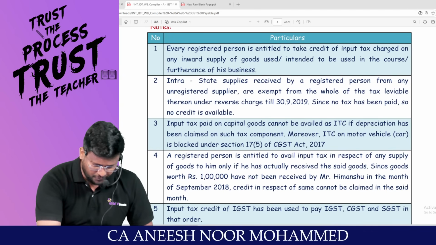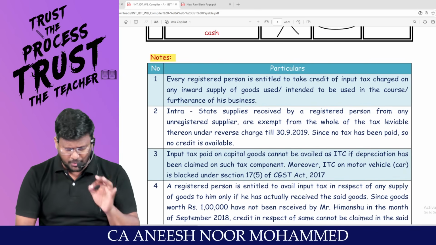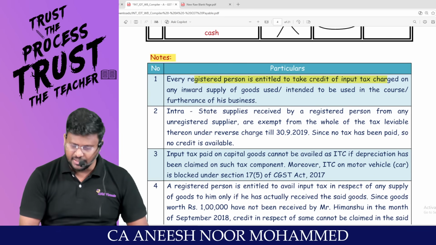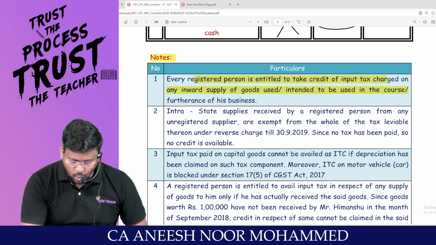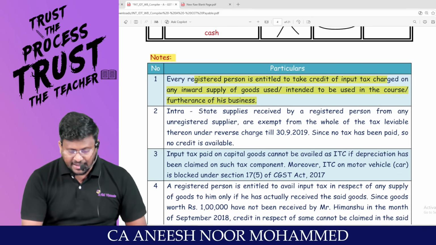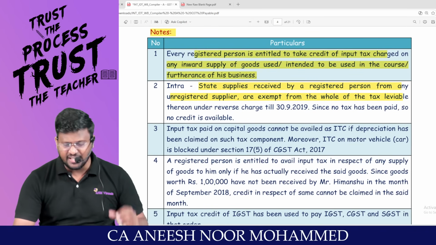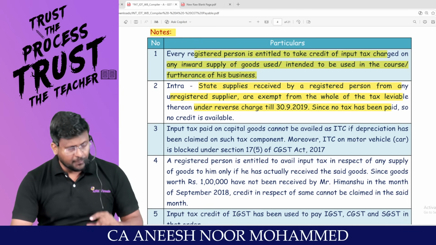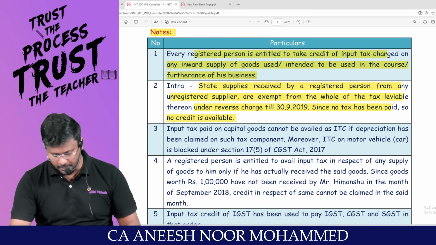In the exam, you have to write a note like this. I will not read all the notes. Since this question is question number 1, I will be reading. Every registered person is entitled to take ITC on any inward supply of goods used or intended to be used in the course or furtherance of his business. Intra-state supply received by a registered person from any unregistered person is exempted from the whole of the tax leviable thereon under reverse charge till 39/2019. Since no tax has been paid, no credit is available.